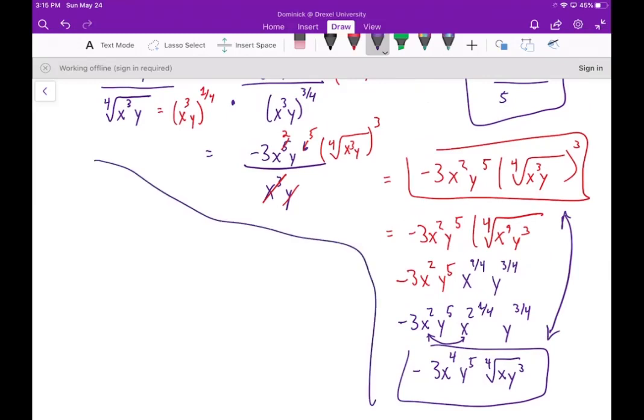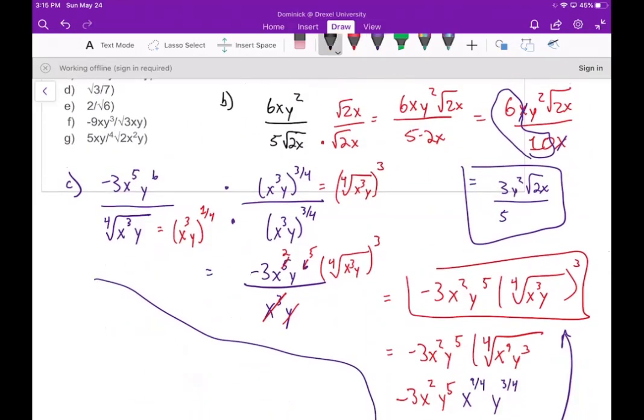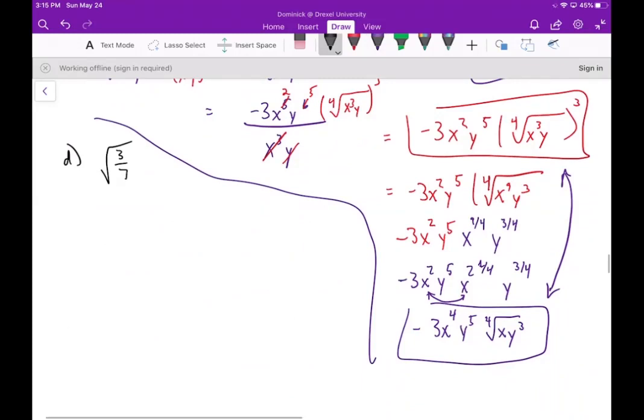Okay, so what's the next one we got here? The next one is part D, which is square root of 3 over 7. Well, this is, of course, square root of 3 over square root of 7. So I need to get rid of that denominator being a square root, so we can multiply top and bottom by square root of 7, and we're going to get square root of 21 over 7.